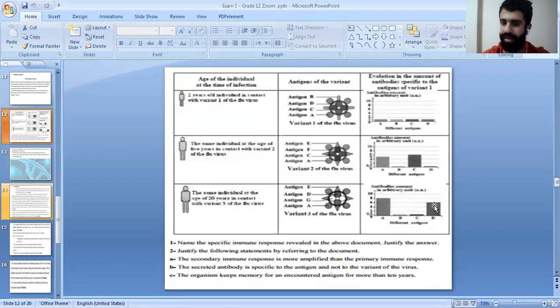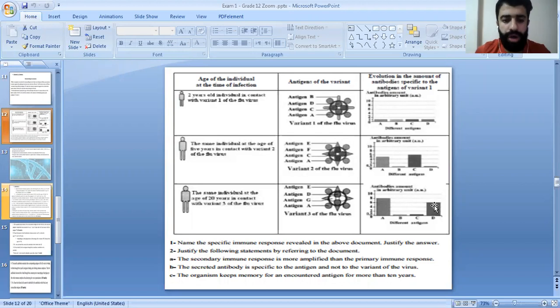Wait a minute. They didn't say anything about time. They didn't say anything about the duration. You're talking only about the amount. So you don't have to add any additional information. Even though you study these and you know this, you don't have to add them. You have to be specific at this point. In this question, we're talking about the amount of the antibodies. So regarding the amount of antibodies, we're going to talk about amplification, a high amount of antibodies secreted.